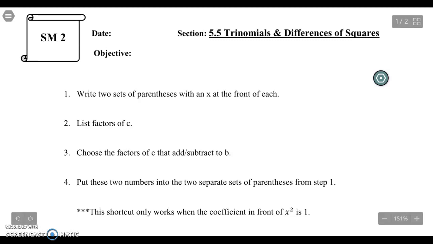So we're going to look at trinomials that look like x squared plus bx plus c. So basically it just means that there's no coefficient or number in front of the x squared. It's really just a 1, okay? And if you just have a 1 in front of the x squared, then you can do the shortcut that we're going to go through. So we are going to go through it using an example. So we're going to look at how we would factor x squared plus 5x plus 6.